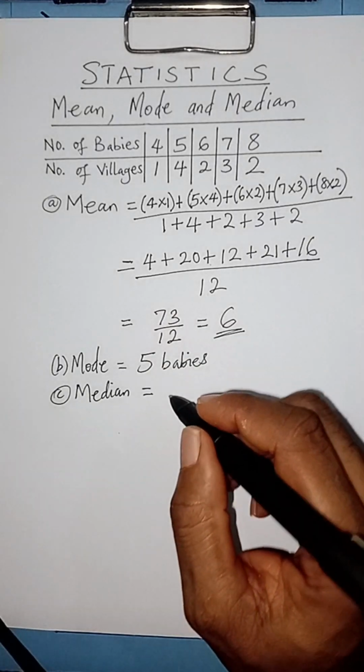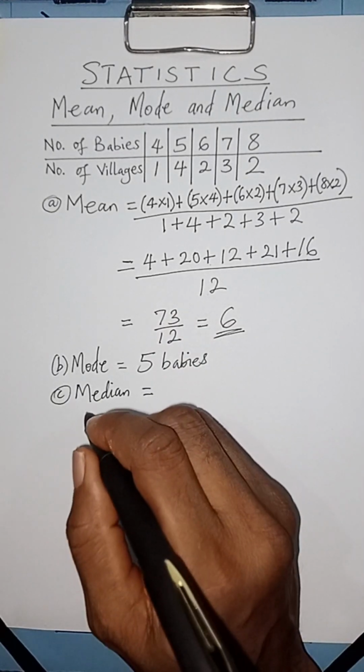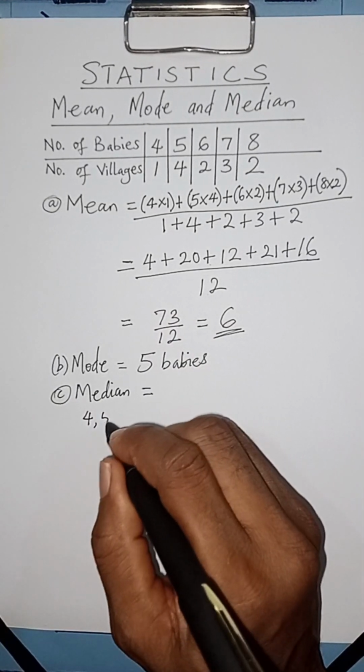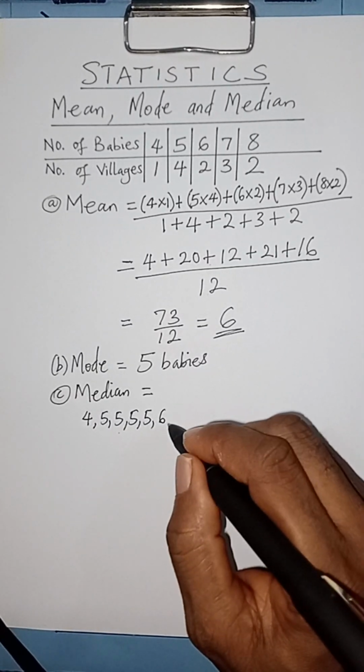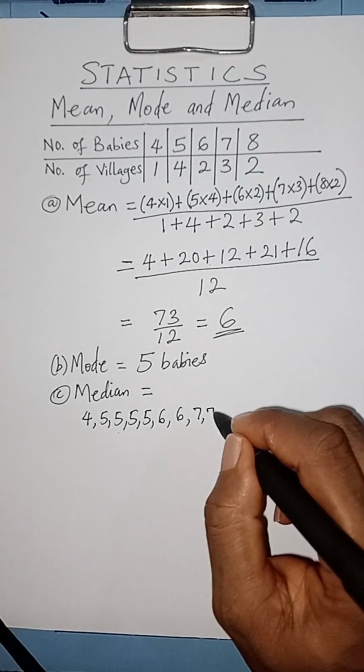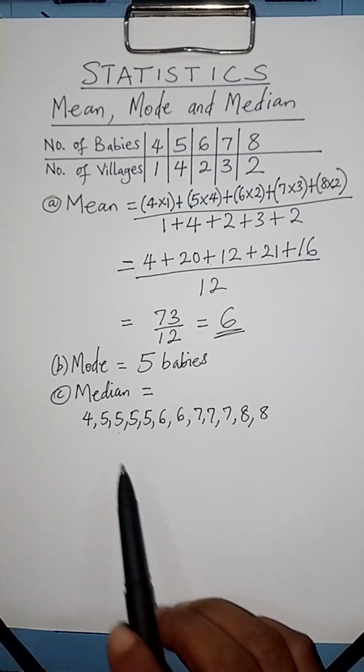I mean, do something like this. 4, you have 4 coming once, and then you have 5 4 times. I'm going to write 5 4 times, and then 6 2 times, and then 7 3 times, 8 2 times. Now pick the middle numbers.